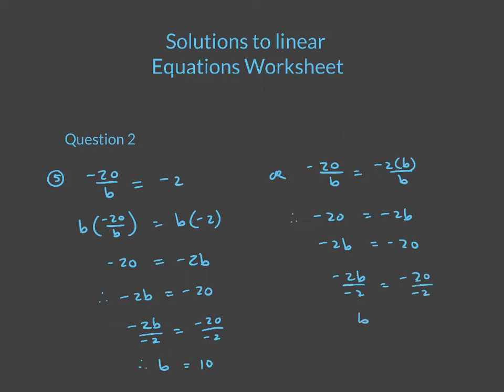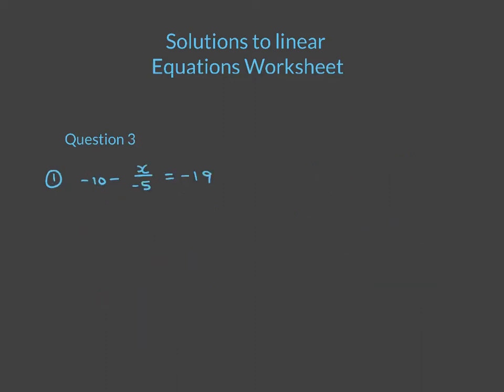So therefore b is equal to 10. Question 3. So this one is a bit more challenging. So we've got minus 10 minus x over negative 5 minus 19. Plus 10 on both sides to get that term with the x alone. So minus x over minus 5 is equal to negative 19 plus 10. So minus x over minus 5 is equal to negative 9.